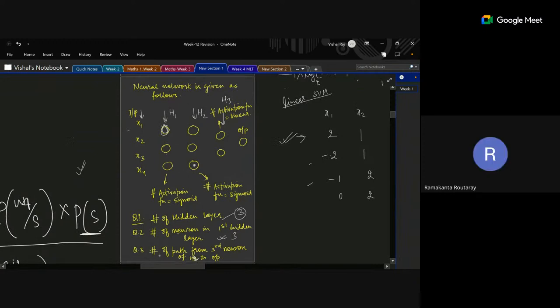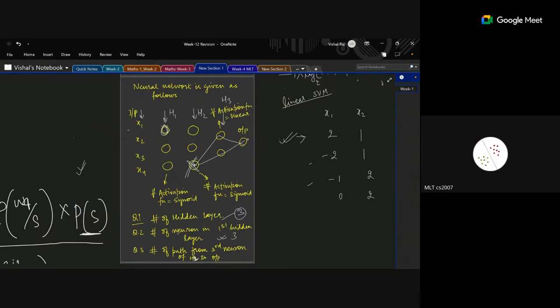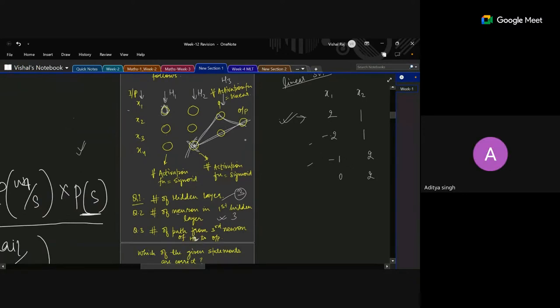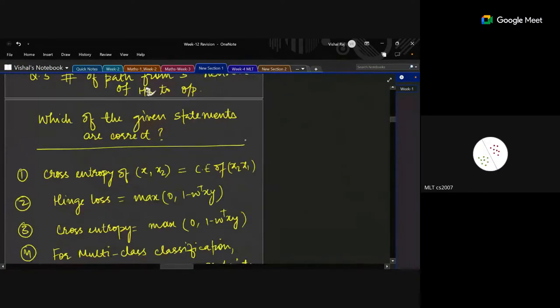Is this clear? So what is the number of paths going from the third neuron, which is the third neuron of H2, the second layer? How many paths do you have if you want to go from here to the output? Four, right? This is one path, and this is the second path. Correct? Yes, sir. Let's move to the third question.